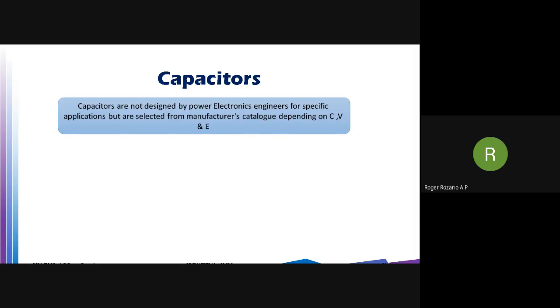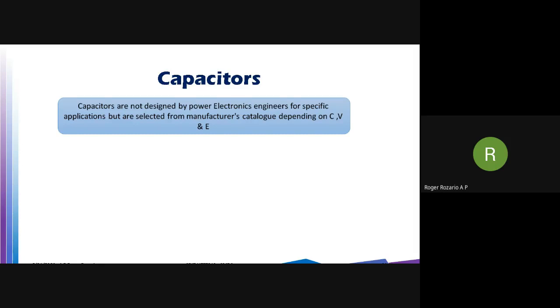And like inductors, we are not going to design the capacitors. Usually, capacitors will not be designed by power electronic engineers for specific applications, but we will select an appropriate capacitor from the manufacturer's catalog, depending on the capacitance value, the voltage applied across the capacitor, the voltage rating of the capacitor, and also the energy. What is the energy? Energy equal to half C V square. Shortly we will derive that equation of C V square.